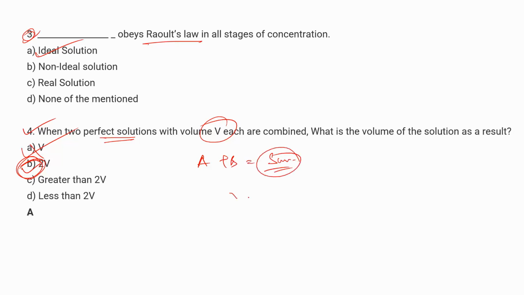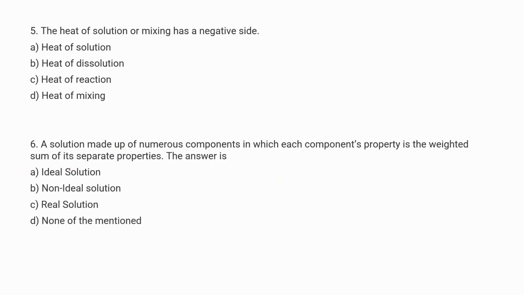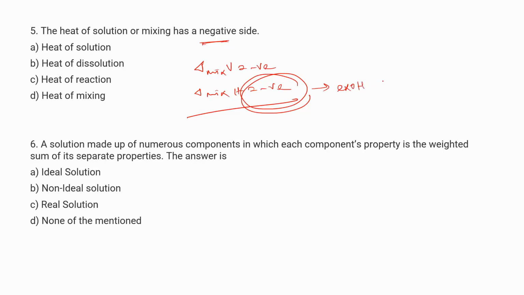Okay, so V plus V will be the 2B. So option B will be the correct answer. Now the heat of the solution or the mixing has a negative sign. So that is the important thing. When it is negative, delta mixing V will be negative, and delta mixing H also will be negative. So negative means it is an exothermic process.